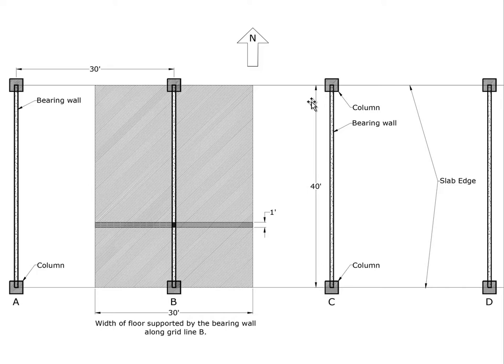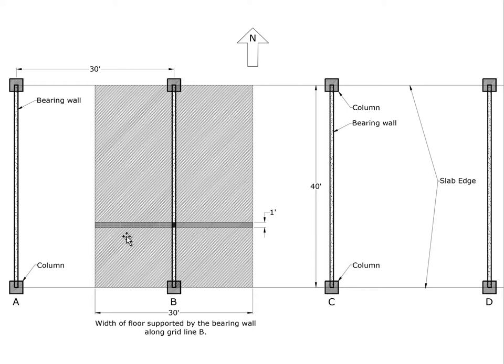The width of the building is 40 feet. The span between units is 30 feet. So this bearing wall now becomes responsible for a swath of floor that goes halfway to the bearing wall along line A and halfway to the bearing wall along line C. In other words, it's responsible for a strip of floor which is 30 feet wide.